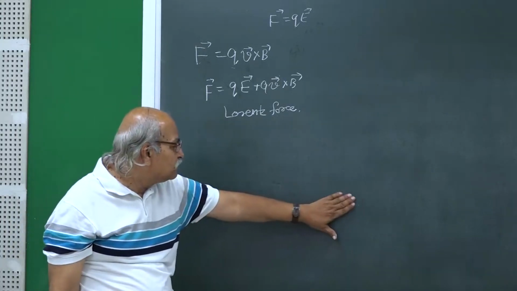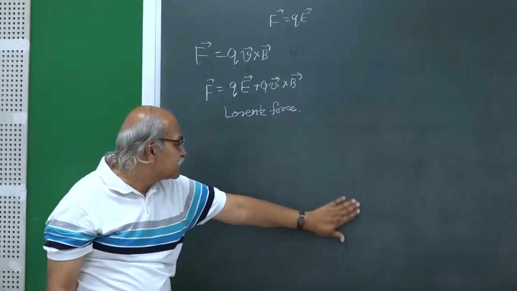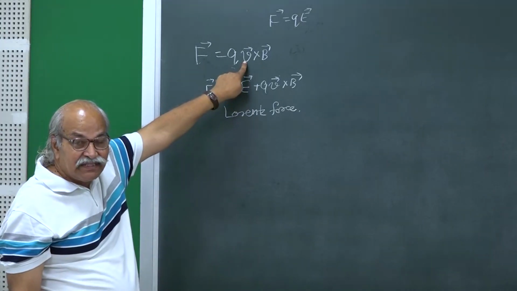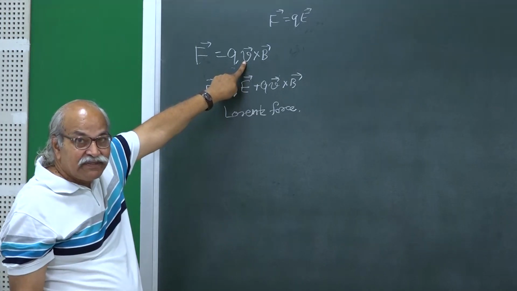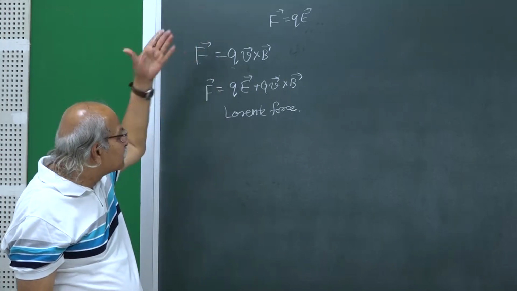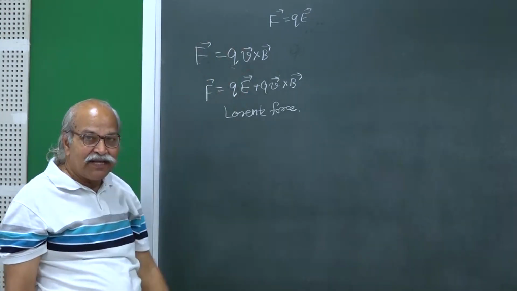So, what kind of magnetic field is there, what initial speed we have given, and the direction of velocity we have given, that will decide the path of the particles. We will talk about that.